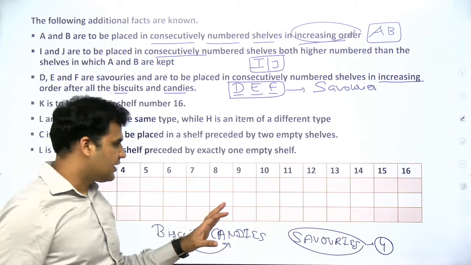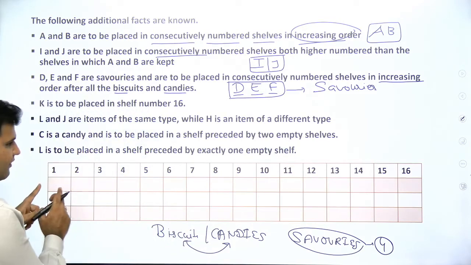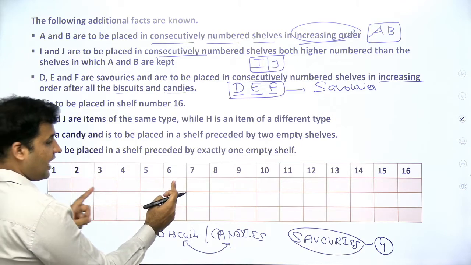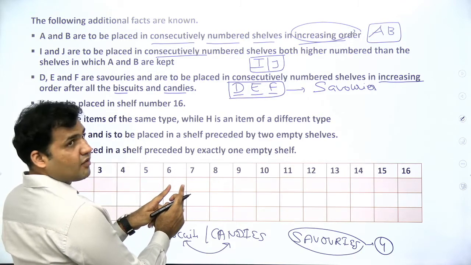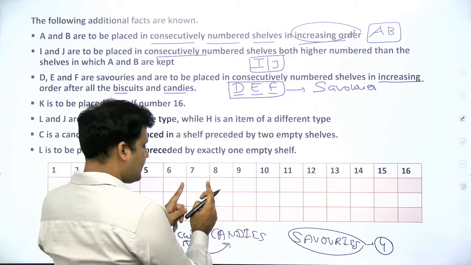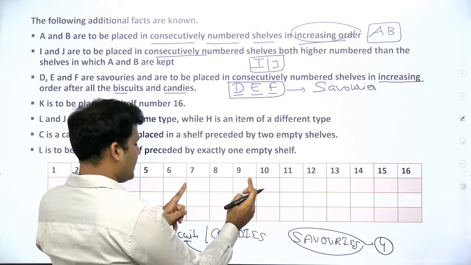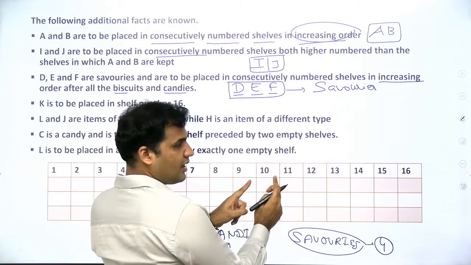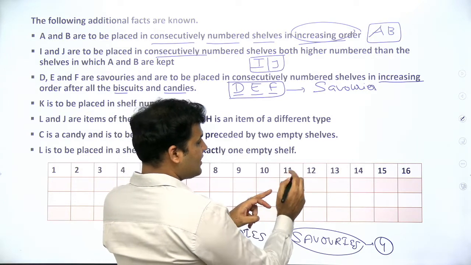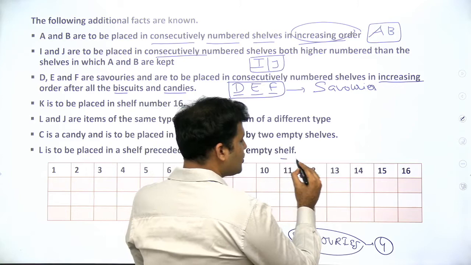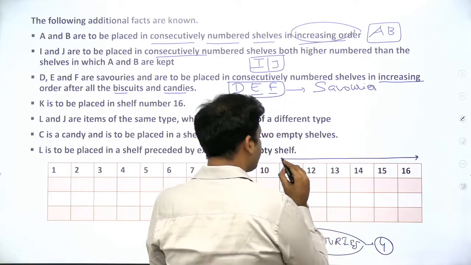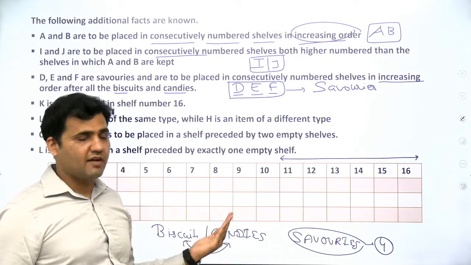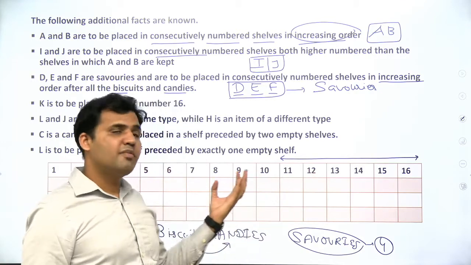So can I say that if I place all the 5 biscuits over here, and then I place 1 empty shelf, and then I place 3 candies over here, and can you see that, and then you have to leave 1 empty shelf. So can I say all the savories will be between 11 to 16, right? It cannot come before 11.